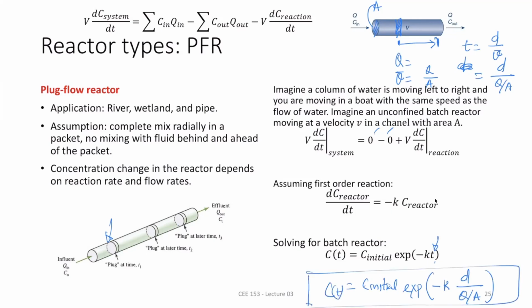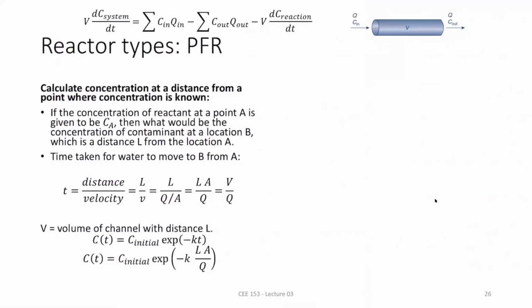So we call it again a plug flow reactor. The basic assumption is that the water column is moving, and inside the water column, the reaction is taking place. So it's like a batch reactor moving. So you don't have to solve any new equation. You just plug the value directly. So anytime you have a plug flow reactor, river, wetland, pipe, you just use this equation. Start with these equations, put the values in and get the answer. Really, there is nothing else.